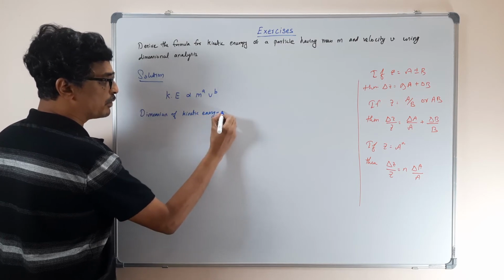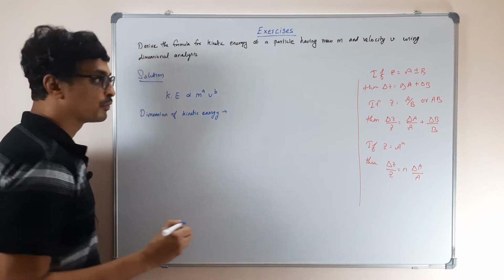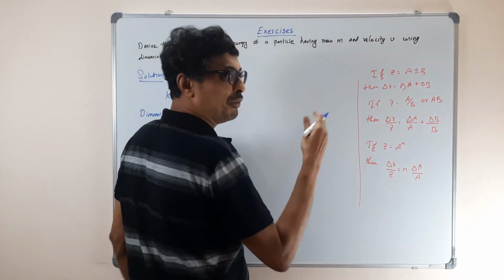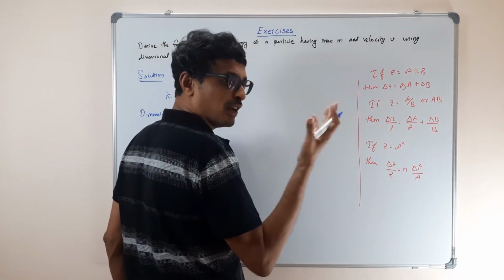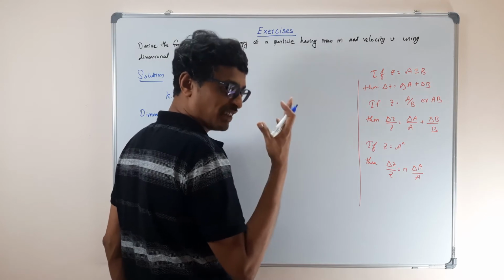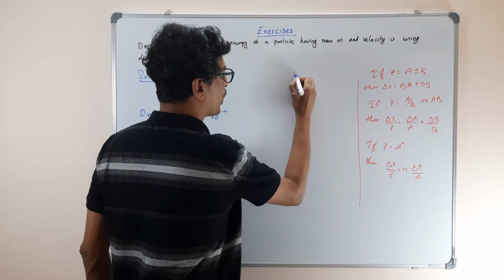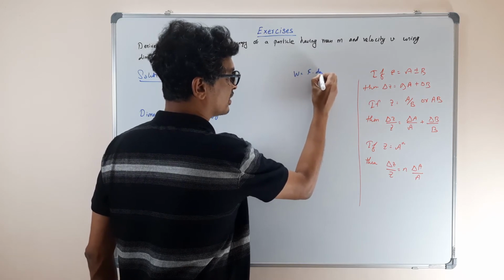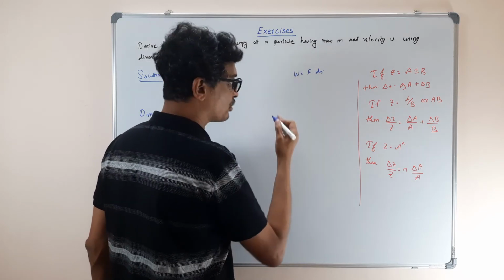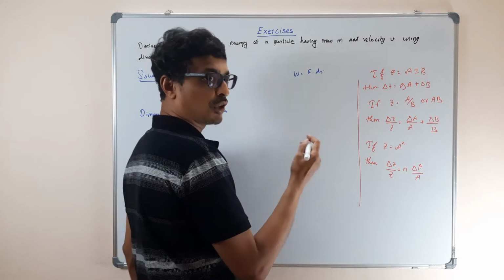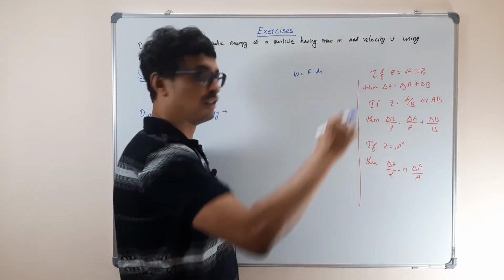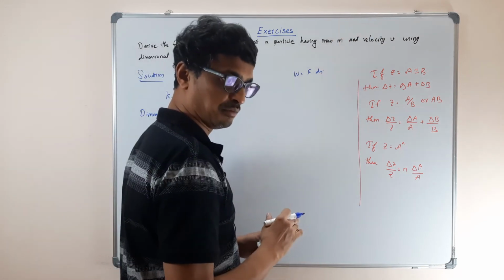Tell me, what will be the dimension of kinetic energy? Can you tell me? Simple. Kinetic energy, you put any energy. All energy formulas are going to have the same dimension. Correct? So even work is also energy. If you remember, work equals force into distance. Correct? You will find that also gives the same answer. Or if you know potential energy, mgh, all these things will have the same dimensions.